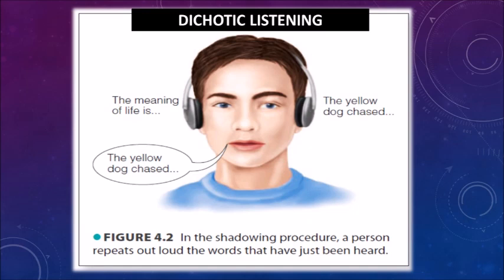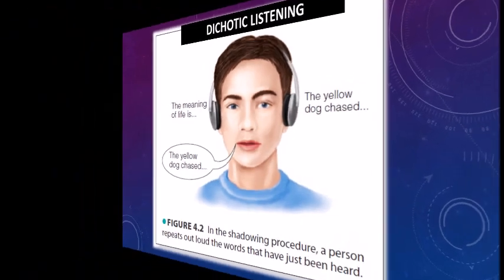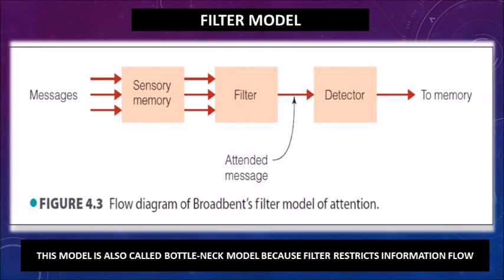After repeated experiments, it was noted that messages were well received in the memory, those were attended, whereas the unattended messages were either not received in the memory or they are incomplete or vague. These early experiments provided the filter model of attention. As you can see here, you receive information from the sensory memory, filter works, and you detect the attended messages with its meanings, and then they are sent to the memory.